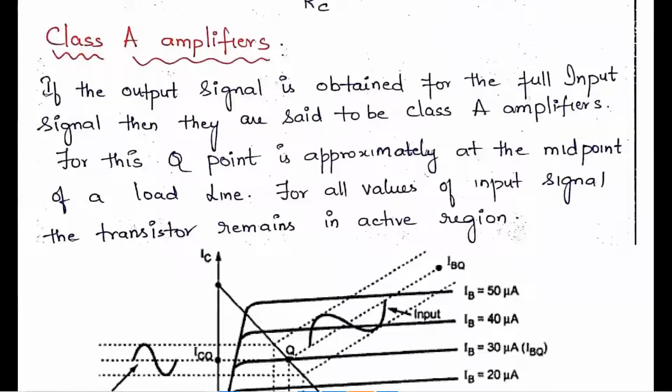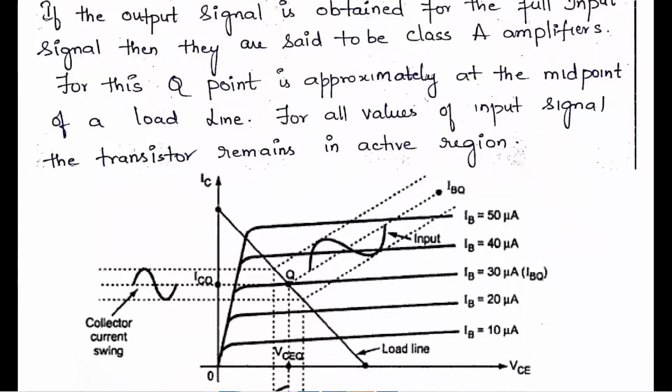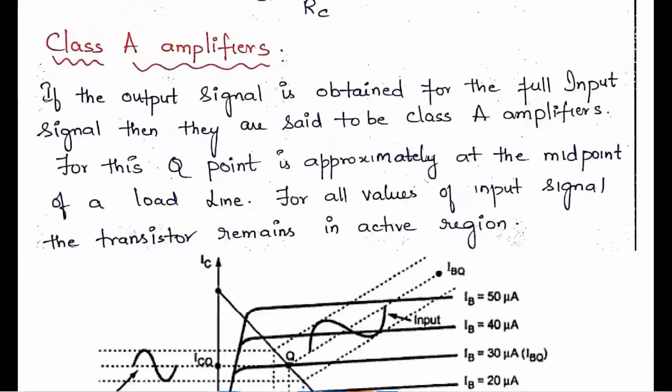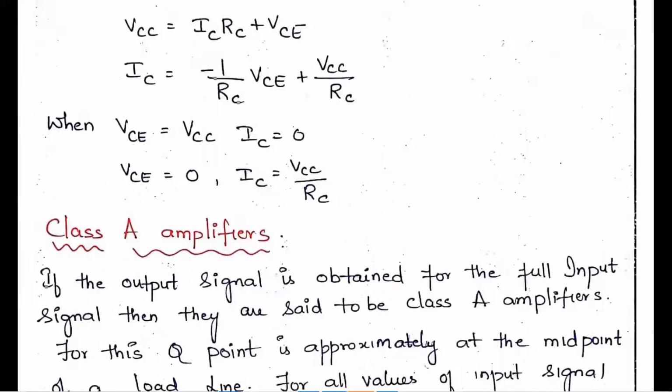Now what changes for the class A amplifier is this. A class A amplifier means the input you are giving is a sinusoidal signal, and the output should be a full sinusoidal signal, amplified. Let us first discuss the load line: IC is equal to minus VCE by RC plus VCC by RC.